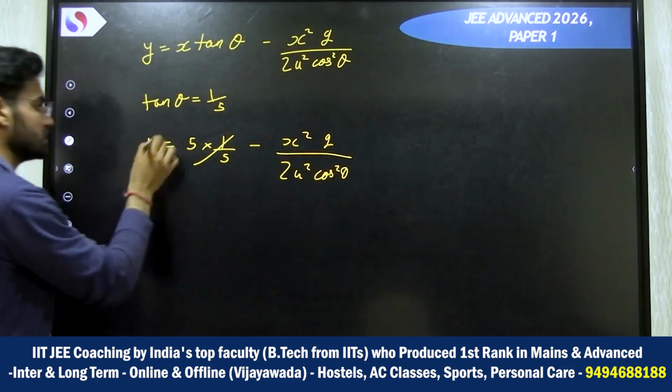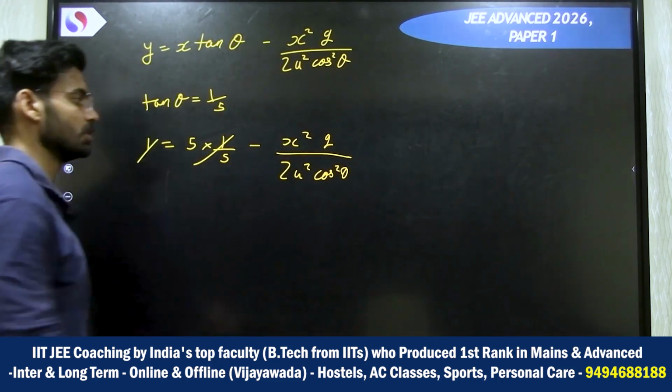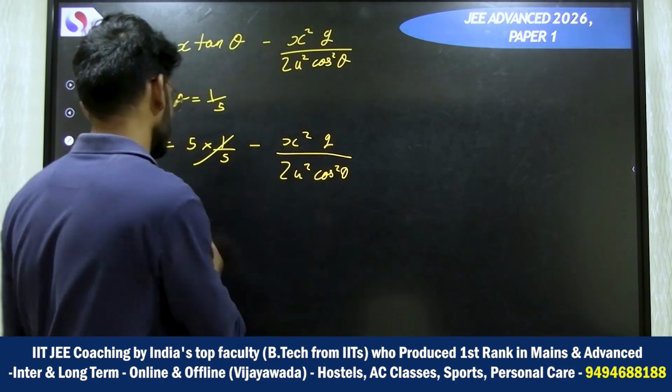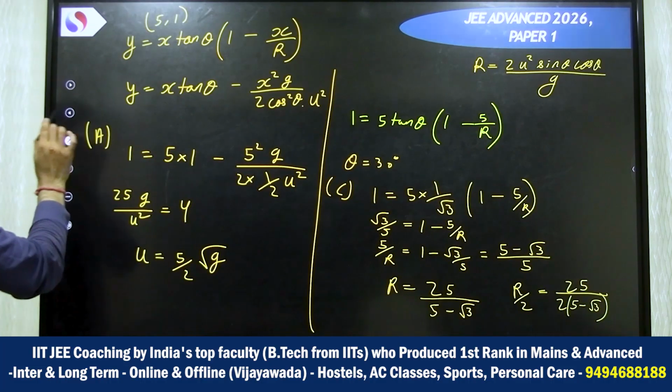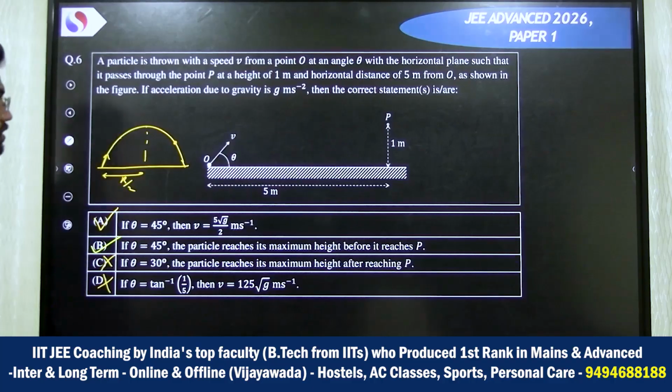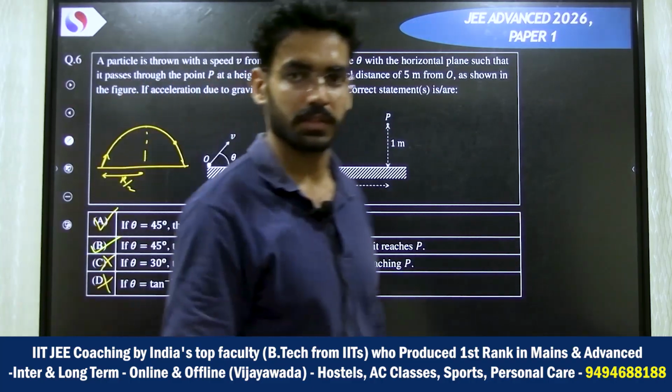If you see here, the 1 cancels out and this whole quantity becomes equal to 0. It means r would have to be not defined, it would have to be infinity. Okay, that means this option is wrong. So this option is also wrong. So I hope this is clear, right?